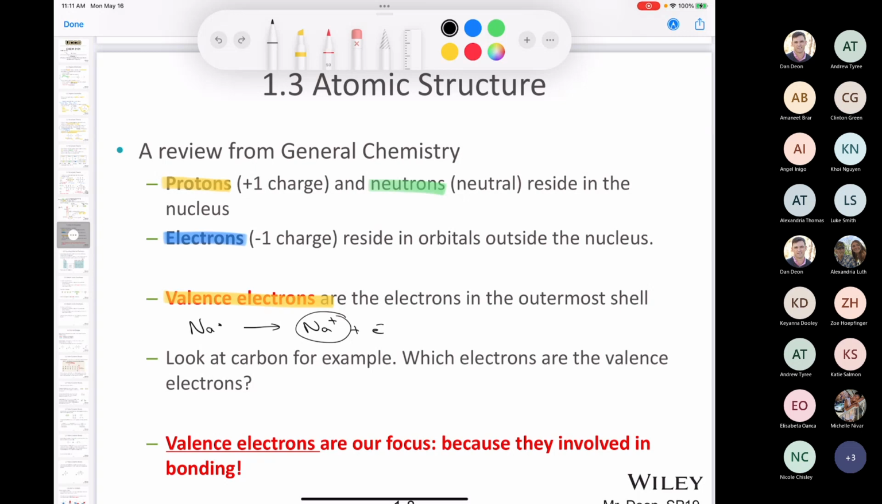If we look at carbon, for example, you should know how to write out an electron configuration. If you look at the periodic table, you see that carbon has a total of 6 electrons. And so we write out the electron configuration 1s2, 2s2, 2p2. But which ones are the valence electrons? Out of all 6 of these electrons, 1, 2, 3, 4, 5, 6, could anybody tell me which ones are the valence electrons?